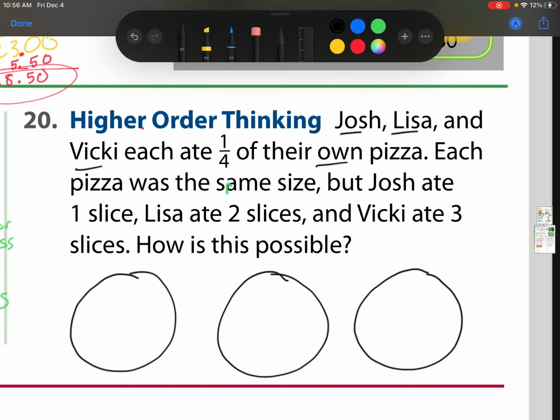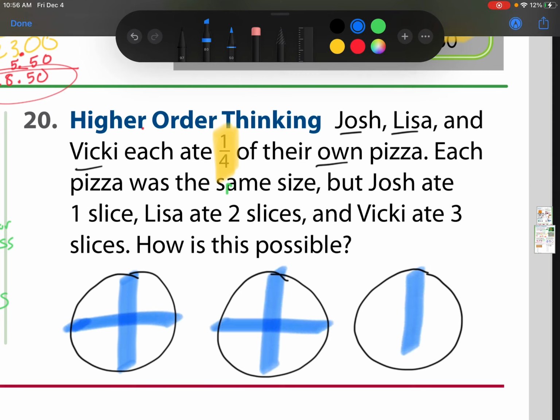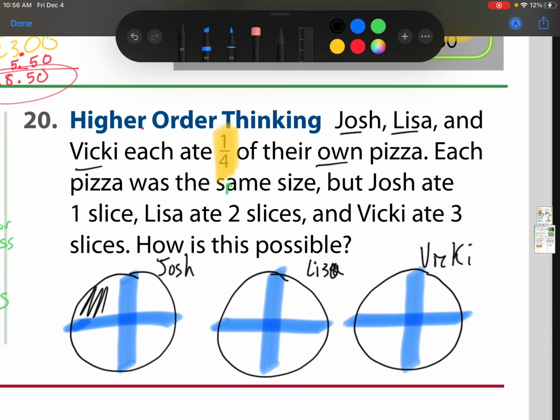And they're telling me they each ate a fourth. So let's break this up into fourths. And I guess I'm using the highlighter to break it up into fourths. Now, here's our tricky part. It says each pizza was the same size, but Josh ate 1 slice. So here's Josh. Here will be Lisa then. And here's Vicky. And it says Josh ate 1 slice. So this is what Josh ate. And oh, look, that's still a fourth.